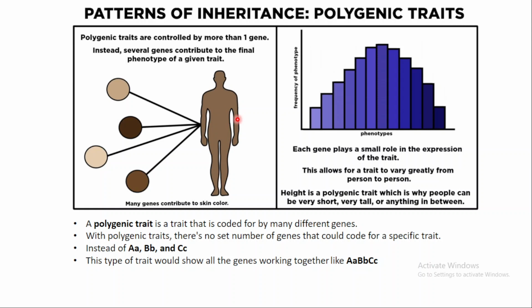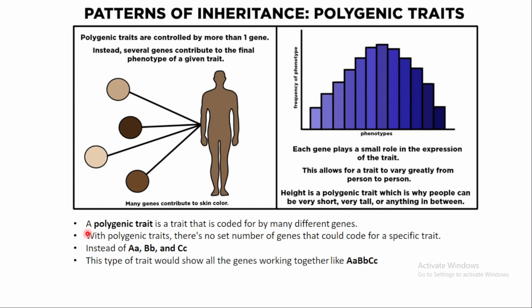This allows for a trait to vary greatly from person to person. So we see from populations across the world, the skin color varies greatly. Height is a polygenic trait, which is why people can be very short, very tall, or anything in between. And the frequency of the phenotype, if you plot it, comes somewhat like this. Let's consider height: the left ones will be less than 4 feet, and the right ones will be more than 6 feet. But generally, people of average height, around 5 to 6 feet, will be higher in frequency at the center. So this will give a characteristic bell curve.